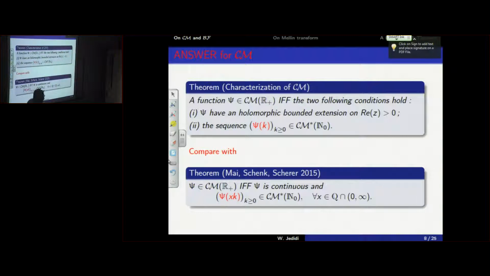The motivation, my motivation on this problem started when I reviewed a paper submitted by these three German authors, May, Schenk, and Scherer, to Journal of Theoretical Probability, where their main result was the following. A function psi is completely monotone if and only if it's continuous, and, look at this condition, psi of fixed k is completely monotone for any x in a dense subspace of R+.